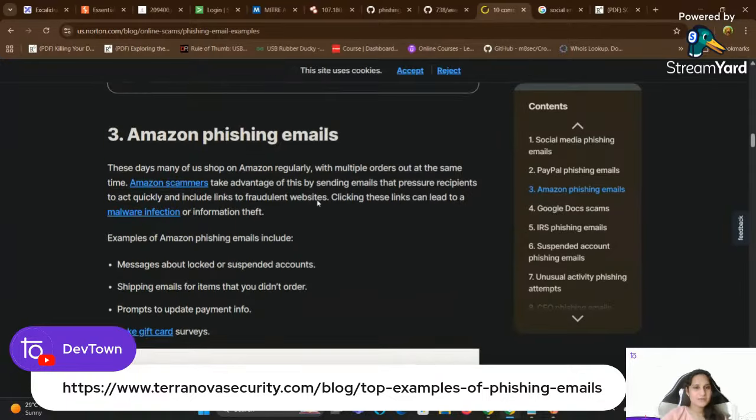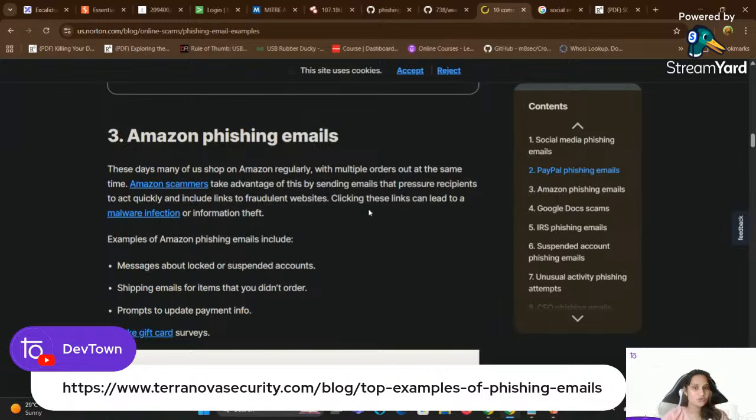So Amazon phishing emails, guys, include links to fraudulent websites. Clicking these links can lead to malware infection or information theft. Guys, hold on a little bit. I'll take all of your doubts. For now, let's just focus on this. Oh my god, you guys have so many questions.